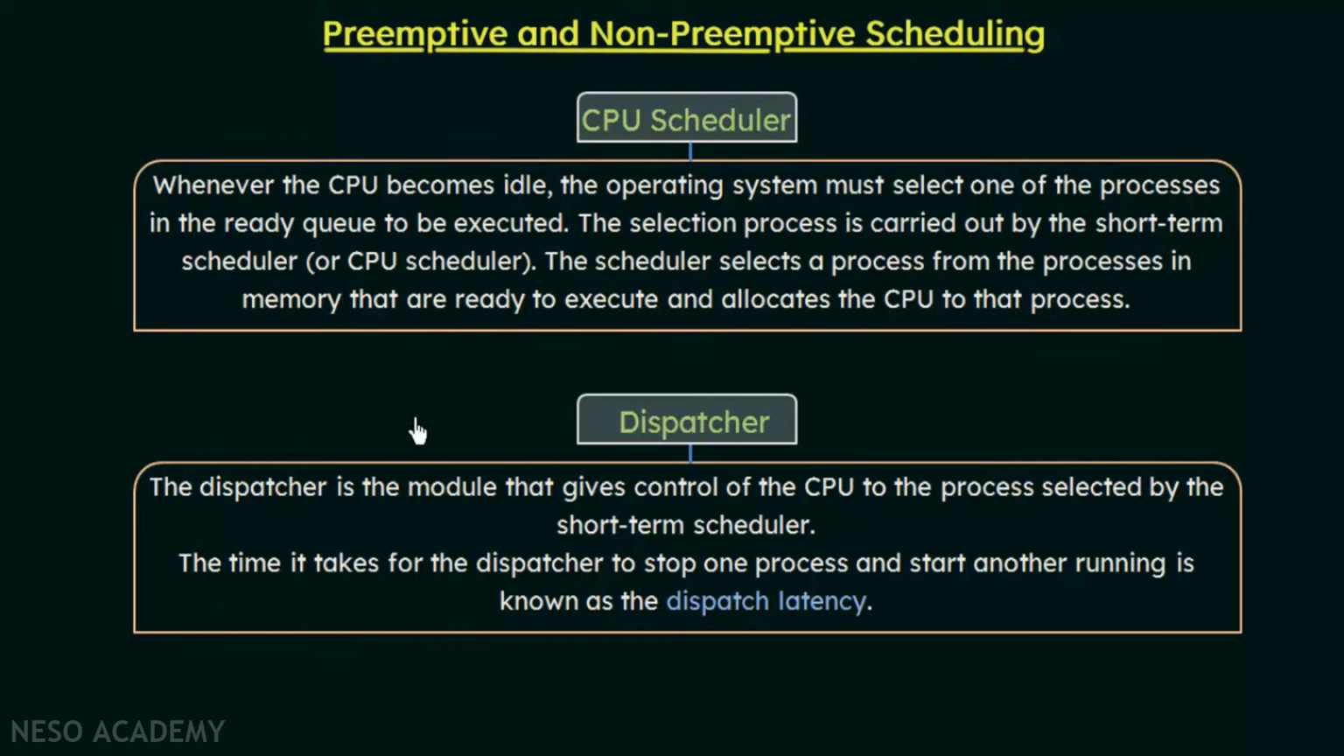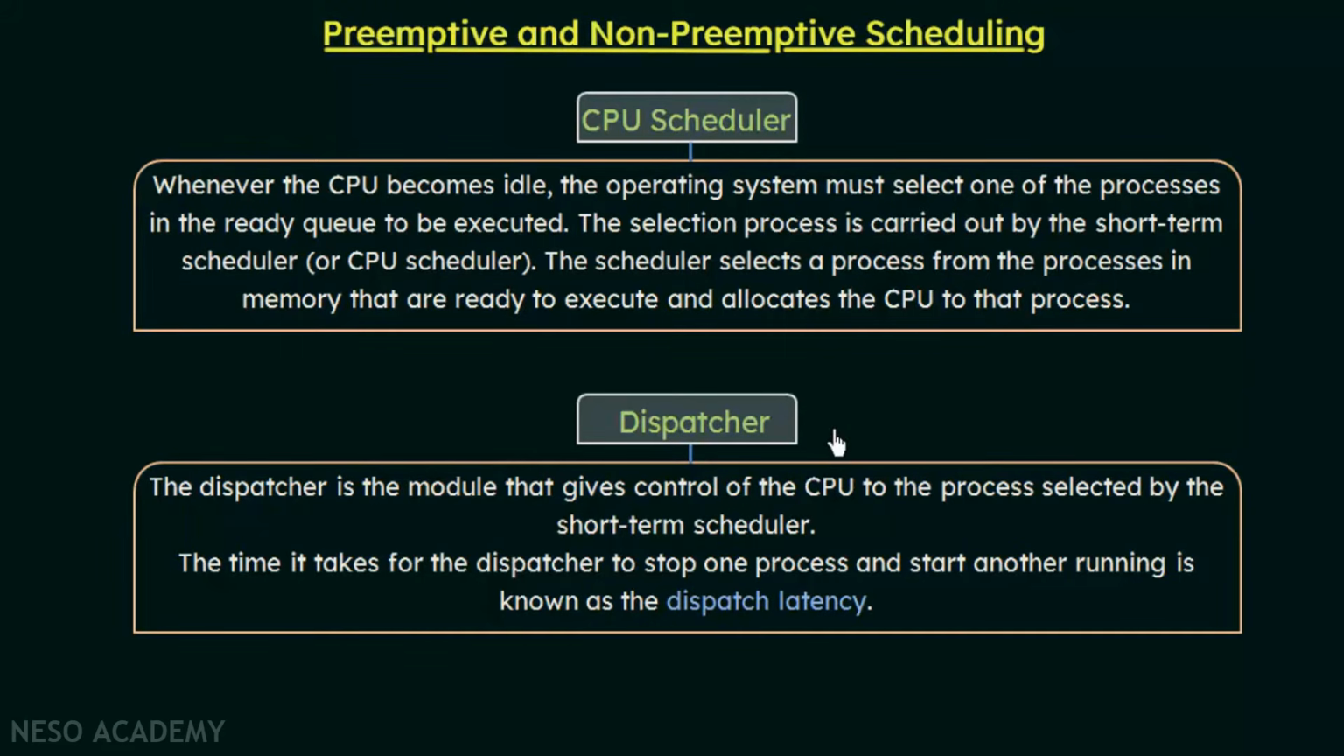We see that there are a number of processes waiting in memory to be executed. They are ready to be executed, which means they are ready to get the CPU. The CPU scheduler will select one of the processes and say that yes, you are the one that is going to get the CPU to begin your execution. And what does the dispatcher do? The dispatcher is the module that actually gives control of the CPU to the process that was selected by the CPU scheduler.